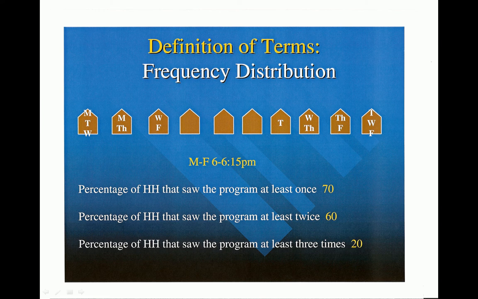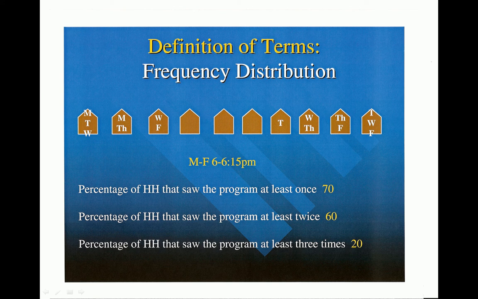Illustration, quarter hour again, Monday through Friday. The percentage of households that saw the program at least once, 70. So that's all 7 that have a letter over it or multiple letters. Percentage of households that saw the program at least twice. There's 1, there's 2, there's 3, 4, 5, 6. 6 times. So that's why you get 60 over 10, or 6 over 10, 60%.